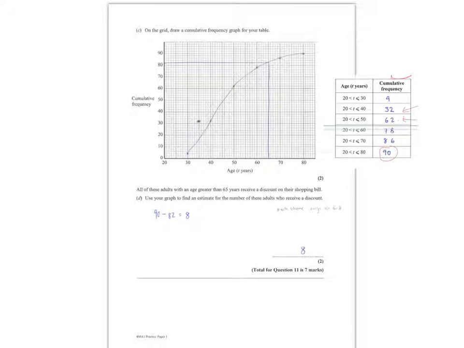So out of our total frequency of 90, take away those below the age of 65, of which there are 82 results. So 90 minus 82, which leaves you with 8. And according to the mark scheme, you should have your value somewhere in the range 6 to 8.